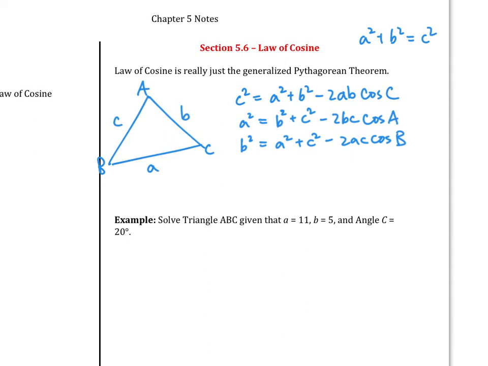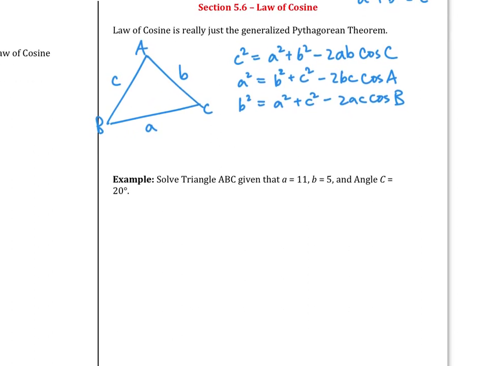Okay, now let's see how we can use the formula. So let's look at this triangle, A, B, C. Let's say side a is 11, side b is 5, angle C is 20. So let's first see if we can use law of sines. Law of sines requires an angle-side pair. So this angle, we don't have its opposite side. This side, no angle. This side, no angle. So we cannot use law of sines. We have to use law of cosines. Now, how do we apply law of cosines?